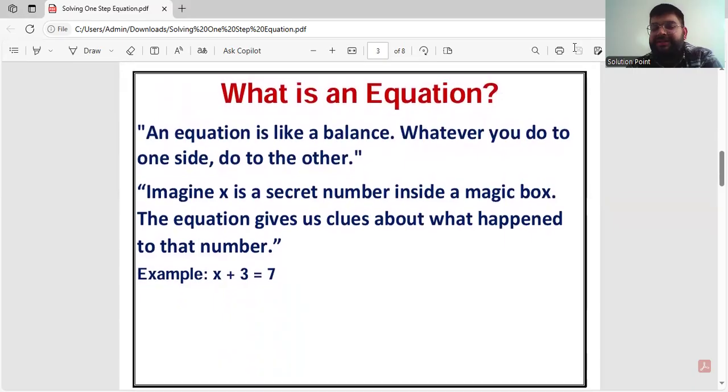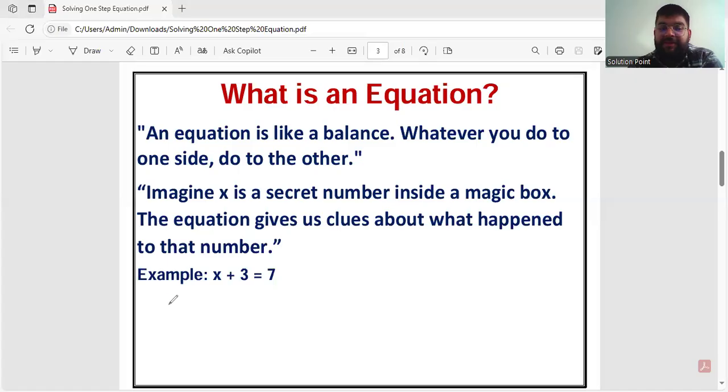Before starting, let's understand what an equation is. An equation is like a balance. Whatever you do to one side, we need to do to the other side as well. For example, let's say we have x plus 3 equals 7. We need to think of a number in which when we add 3, we will get 7 as our answer. Obviously, 4 is the number. When we add 3 to that, we will get 7. This is one way to judge this.